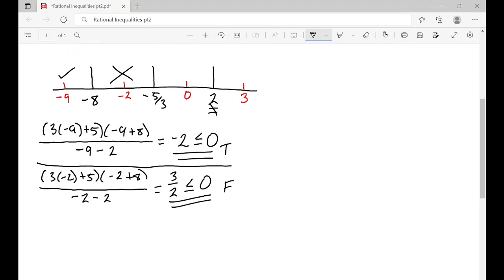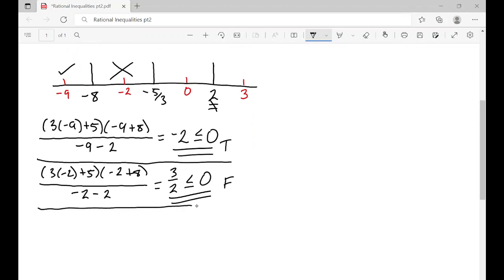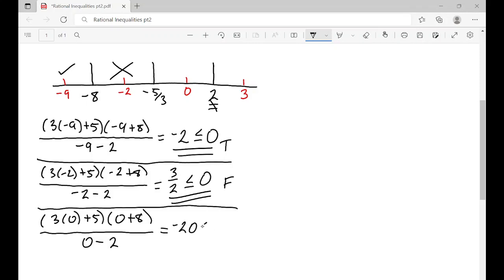So let's do it again with 0. 3 times 0 plus 5, 0 plus 8, over 0 minus 2. And when we go through all of that, we should get negative 20. It's less than 0. So is that true? It is. So everything between negative 5/3 and 2 is pretty good.